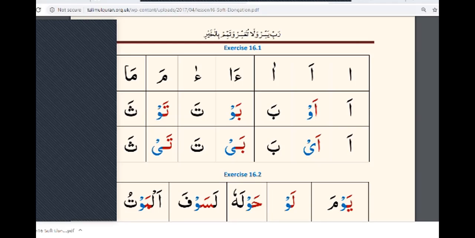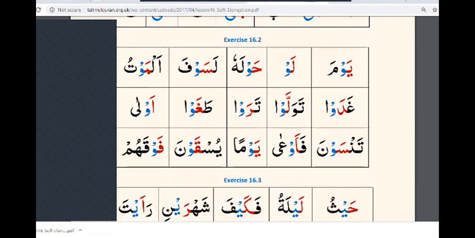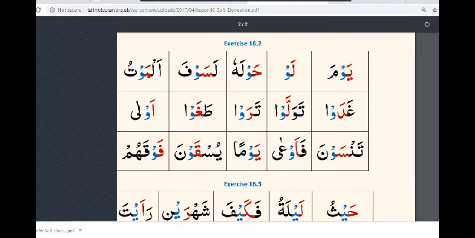So I hope everybody at home is following. We're now going to go on to exercise 16.2, because at the moment we're just looking at waw lean. We'll cover ya lean in a moment. Again, everybody following at home. If we can have a student, please, we can go through the first line. Yes, A5326.